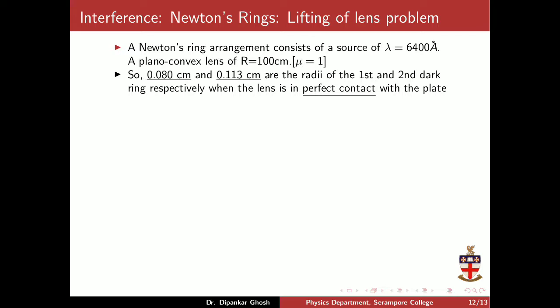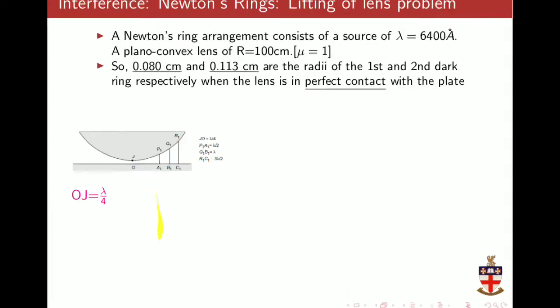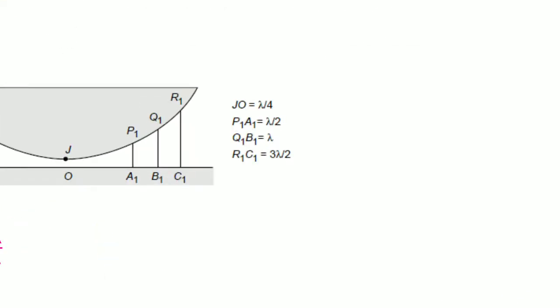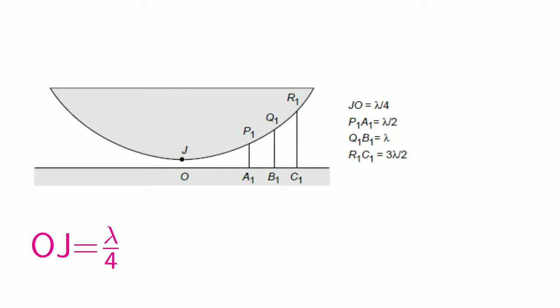The first order and the second order dark rings were obtained at 0.080 centimeters, and when the lens was in perfect contact, the central spot was dark. Now we are lifting the lens. See, the lens is lifted by an amount OJ, and you see OJ is equal to lambda by 4.